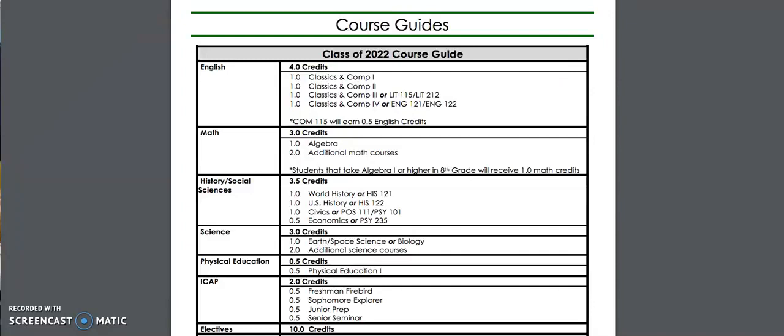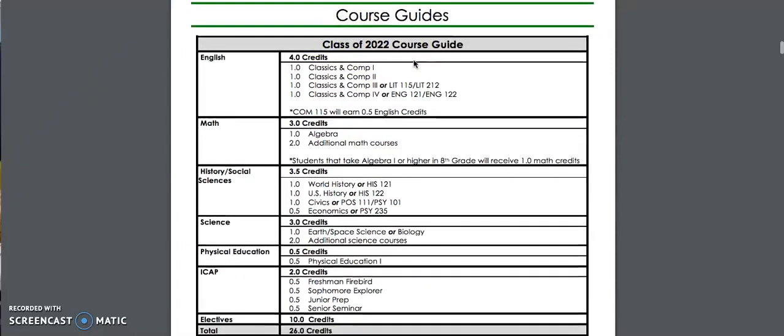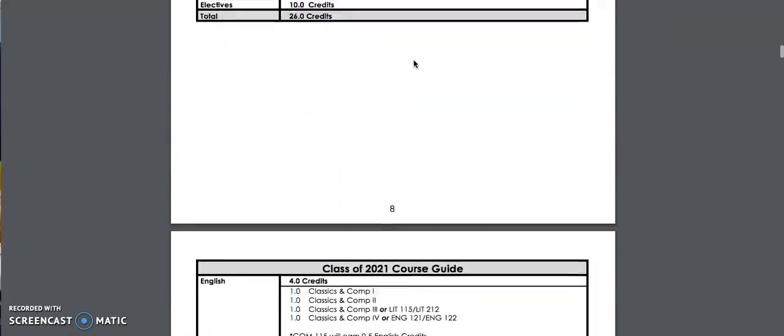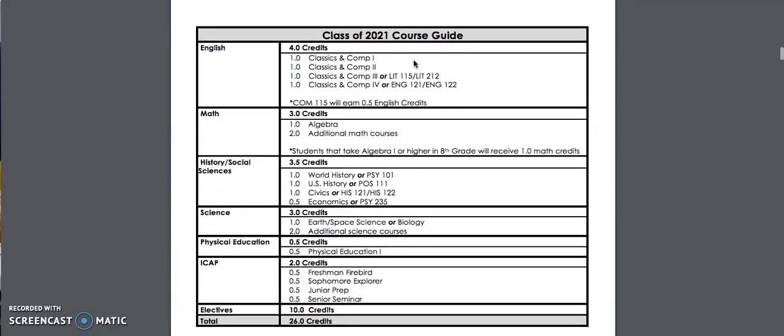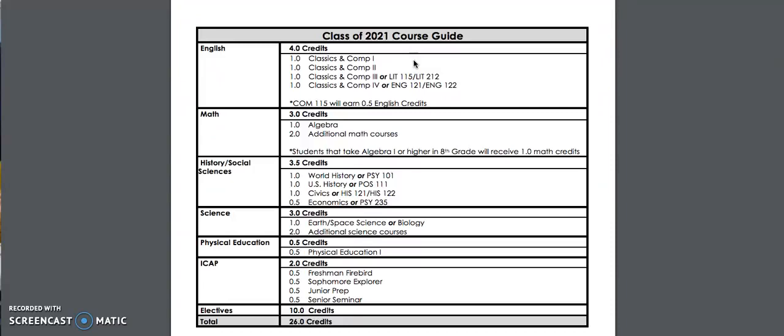A few more important pages are page 8 through 11, where we have our course guides. And so you'll need to make sure that you find your cohort. And so what class are you a part of? Are you an incoming freshman, so you're part of the class of 2022? Or as you scroll down, you will find the grade level you're in.